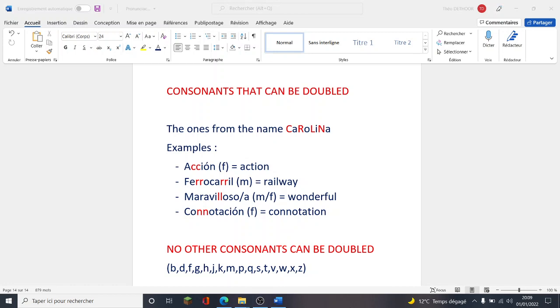So yeah, no other consonants in Spanish can be doubled, so no double B, D, F, G, H, J, K, M, P, Q, S, T, V, W, X, nor Z. So yeah, it's quite easy. If you have one of the letters down below and you are asking yourself if you can double it when you're writing in Spanish, no, you can't. If you have one of them above, you have to learn, but I mean only 4 consonants. It's quite easy to remember, I guess.